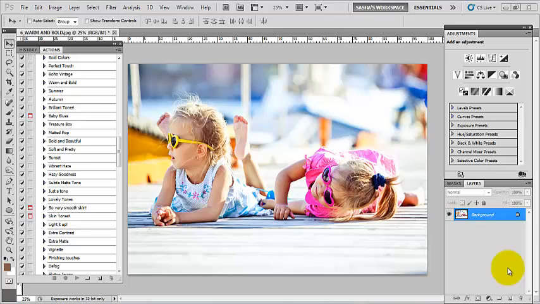Today we're going to be talking about blending modes. Blending modes are so fun because you can use them to change the look of a layer over here in your layers panel. I'm going to demonstrate this for you today.